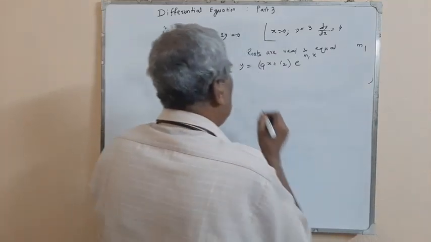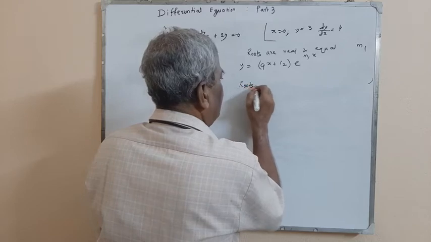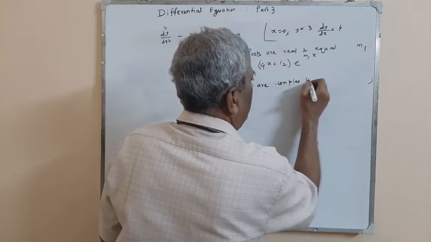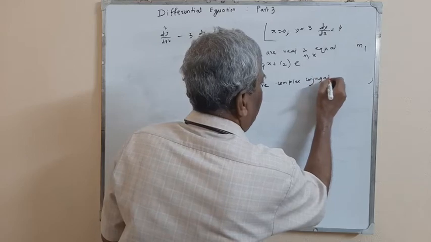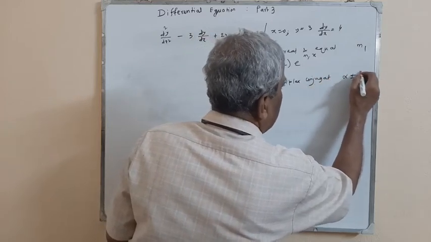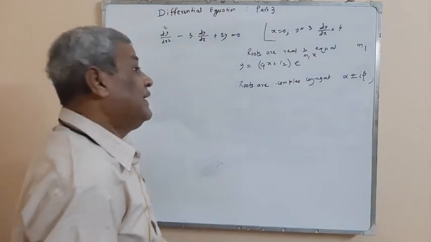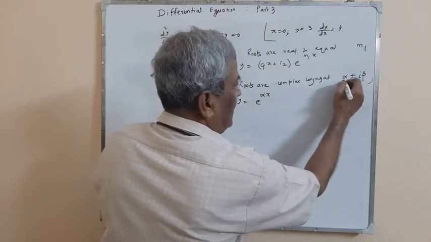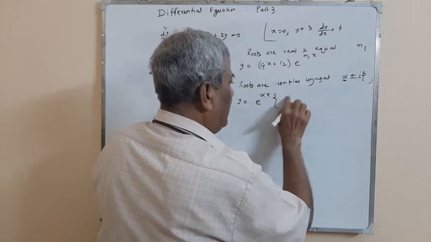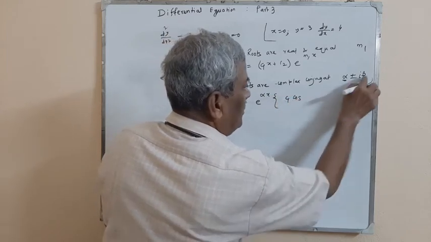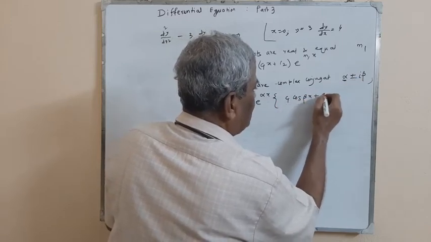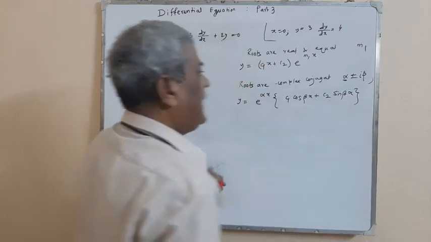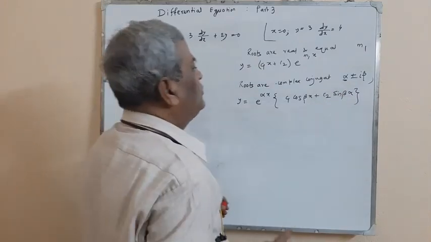Third one, if roots are complex conjugate, like alpha plus minus i beta, in that case the solution will be y is equal to e to the power alpha x, real part alpha x, into c1 cos beta x, not i beta, plus c2 sin beta x. So this is our solution.